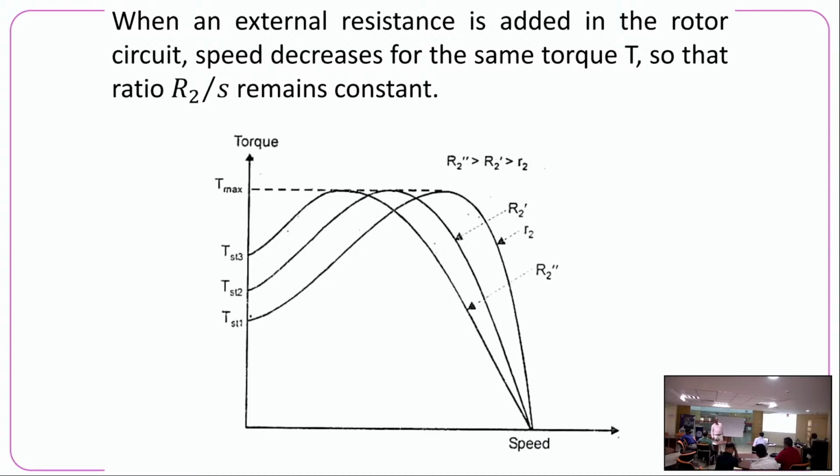Starting torque should be as high as possible. Resistance and torque are proportional to each other. More will be the resistance, more will be the starting torque. That is what is shown in the graph. This is without any extra resistance. This is with extra resistance. By increasing the extra resistance, starting torque is increasing.